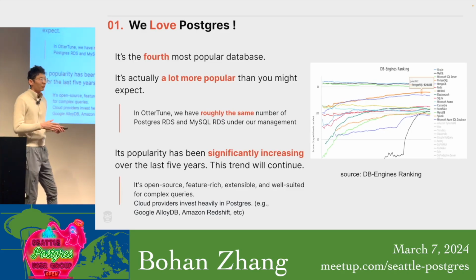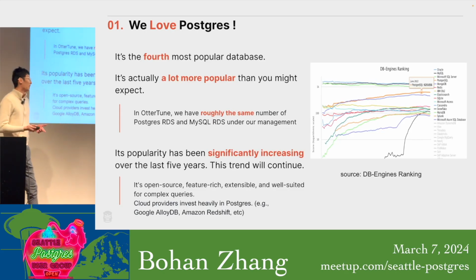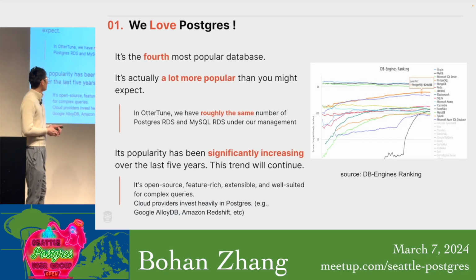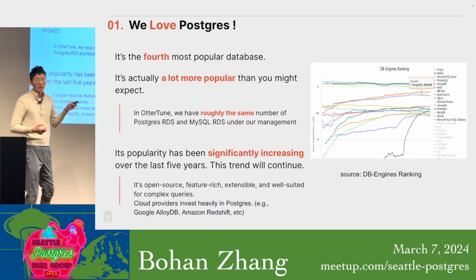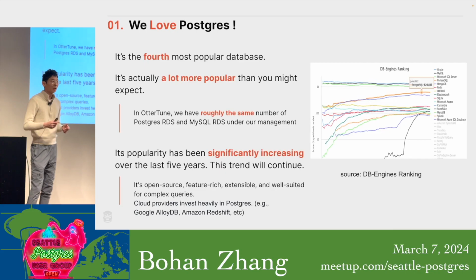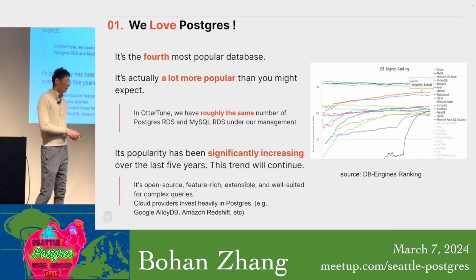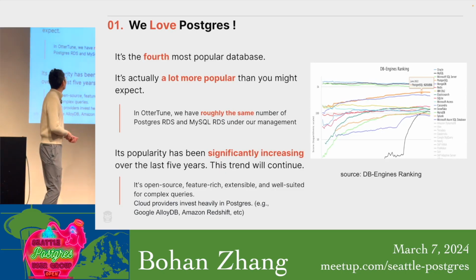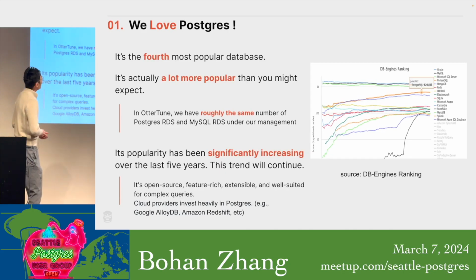I think it's because of several things. The first is open source. It is feature rich, extensible, and has a common storage. There are also many open source projects based on Postgres. For example, Timescale is a time series database based on Postgres. The ecosystem is really good for Postgres. And there are also cloud providers with services based on Postgres. For example, Aurora is also based on Postgres, and Redshift's query engine is based on Postgres. So Postgres is really popular.